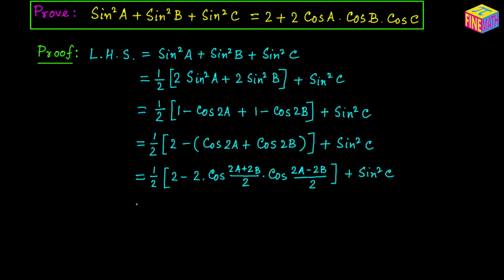Now inside the bracket, let's see what we have. So we have 1/2 times, that is outside, of course, and then inside the bracket we have 2 minus 2 times cosine of a plus b times cosine of a minus b, because 2a plus 2b over 2 is essentially a plus b, and similarly 2a minus 2b over 2 is also a minus b, and outside we have positive sine squared of c.